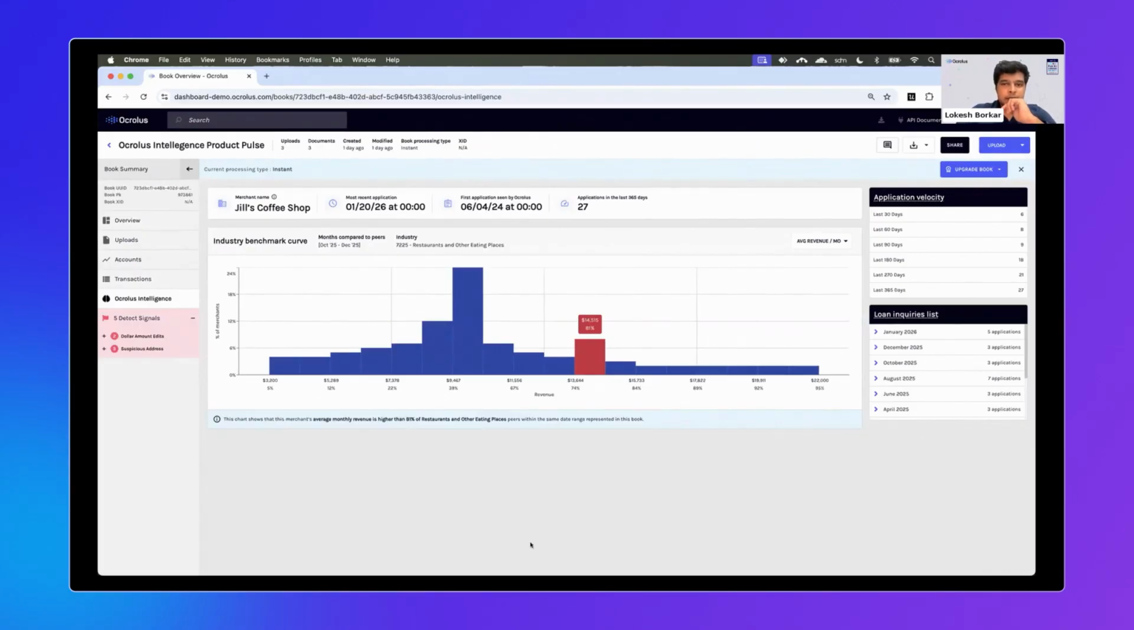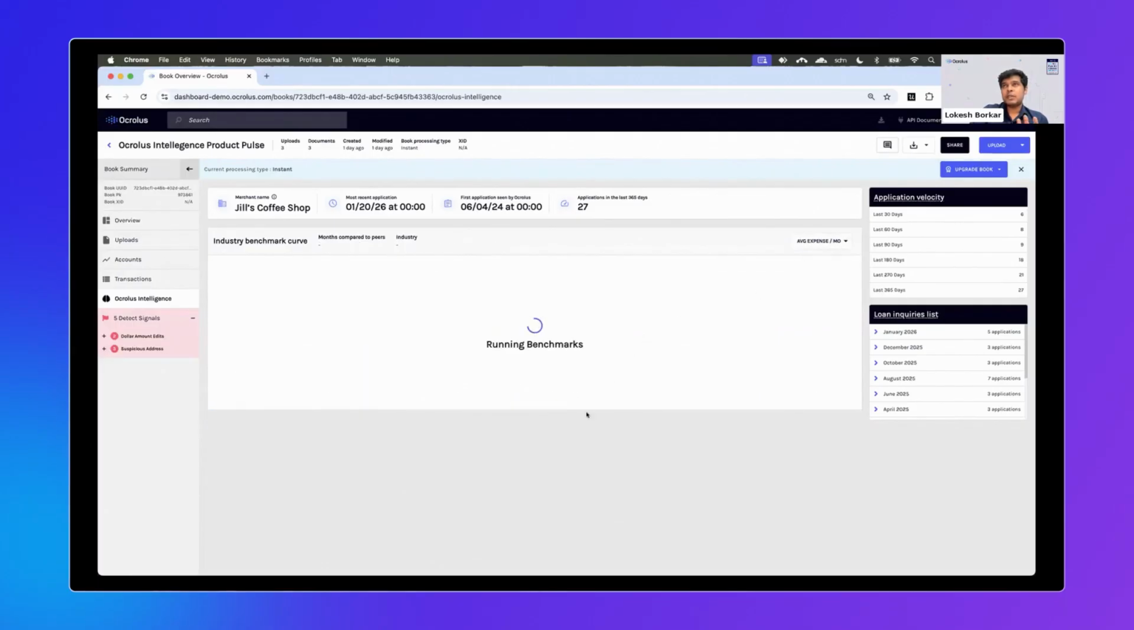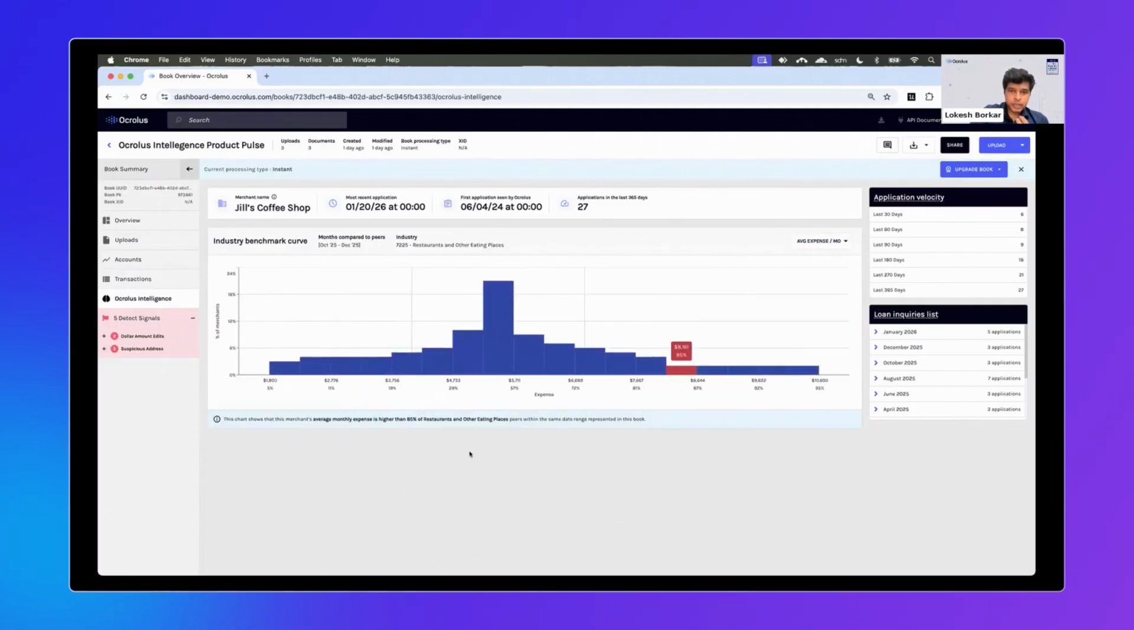Right now, looking at the revenue, I can see that this merchant is around 82nd percentile compared to similar restaurants. That tells me that revenue is relatively stronger than its peers. At first glance, this merchant looks pretty good from an underwriting perspective. But I can't just look at revenue per month. I also need to look at its expenses. I can quickly go here and change the metric that we are benchmarking to average expenses per month.